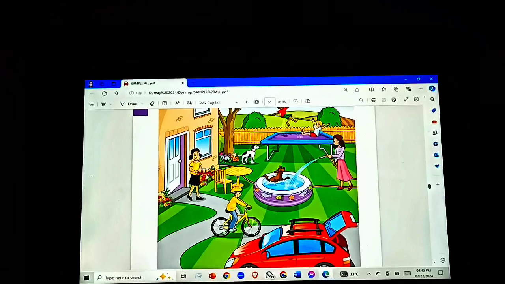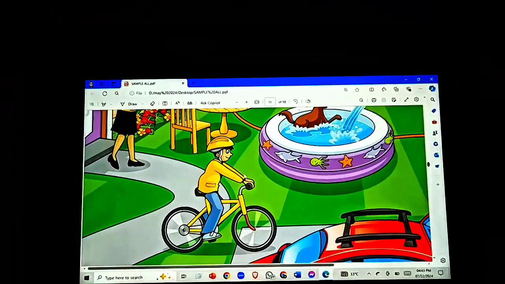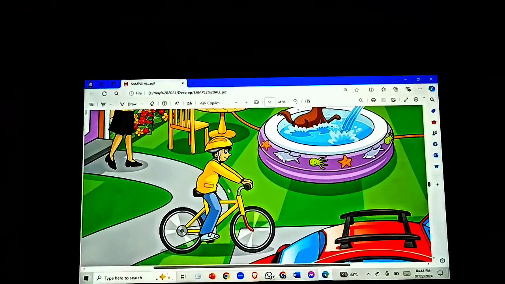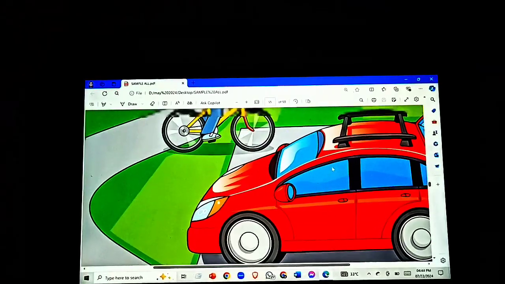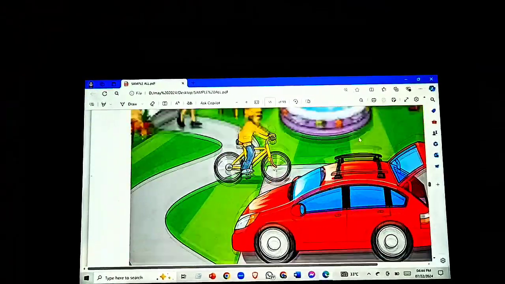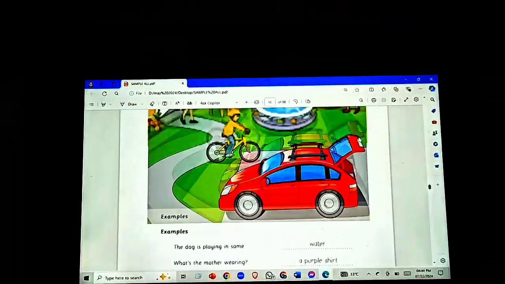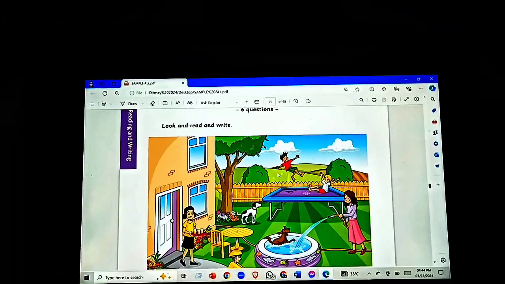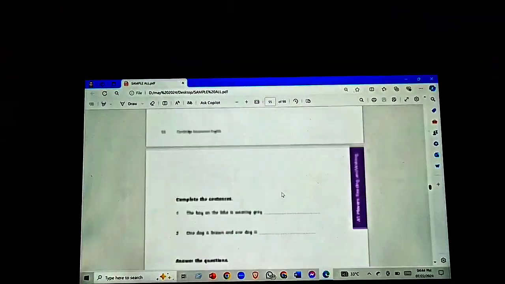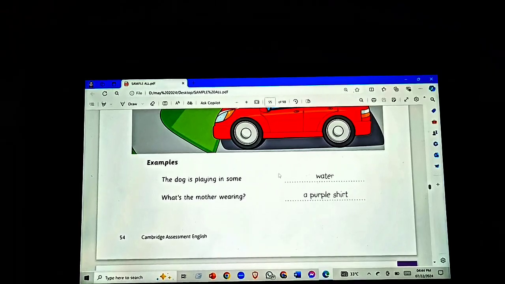That girl is carrying maybe a glass of juice, and that boy is wearing a funky yellow shirt, and that boy is riding a bike. There is a car that is red. So lots of people doing lots of things. We are seeing lots of objects. So what we have to do basically? We have to look at these images, then we have to read, and we have to write. Let's see the questions.